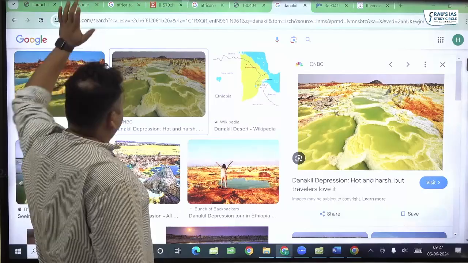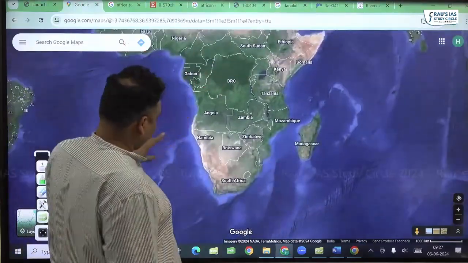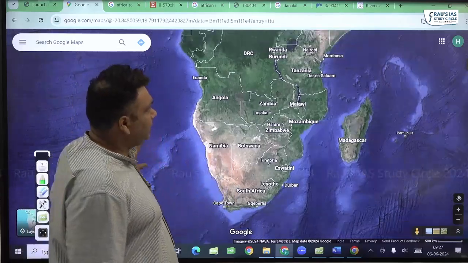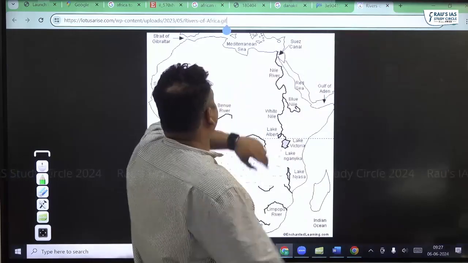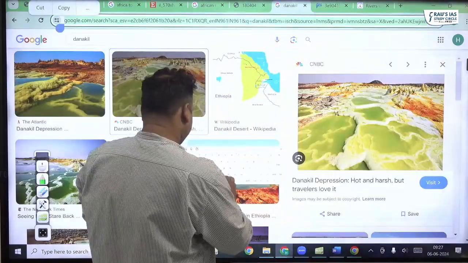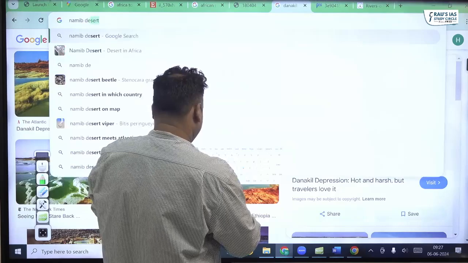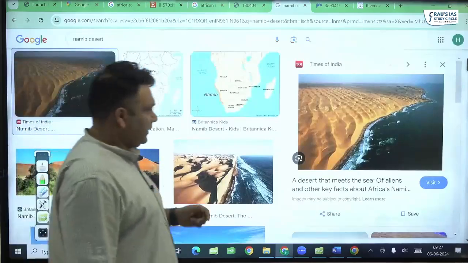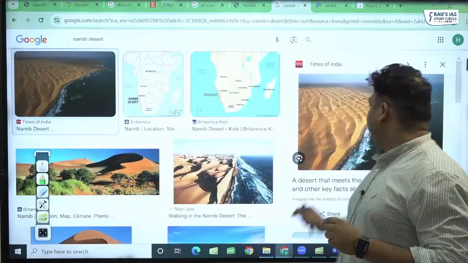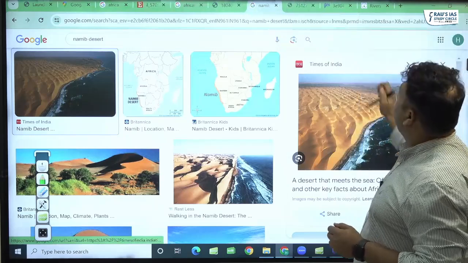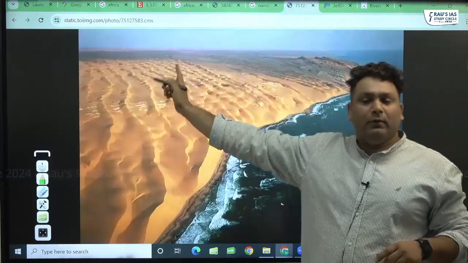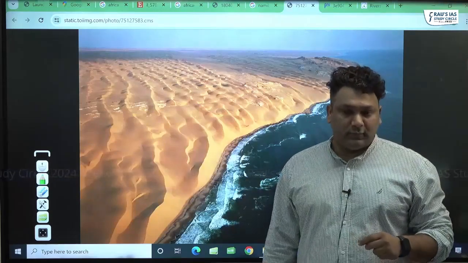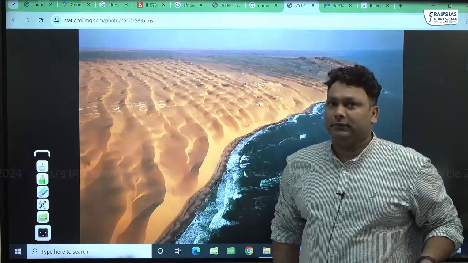Next, coming back to the deserts. Namibia. Okay, Namibia has a desert. If you look at the Namibian desert, see, this is a very unique location. You'll not see any location in the world where sand dunes are directly meeting the sea. So that's why it has also been awarded as a UNESCO World Heritage Site. Right now, Namibian Desert or Namib Desert.